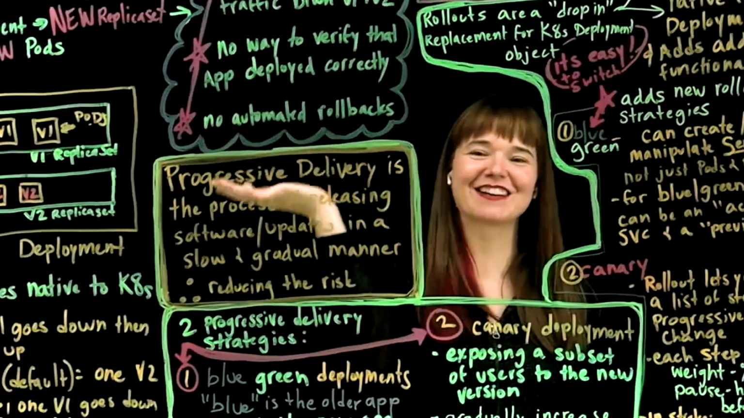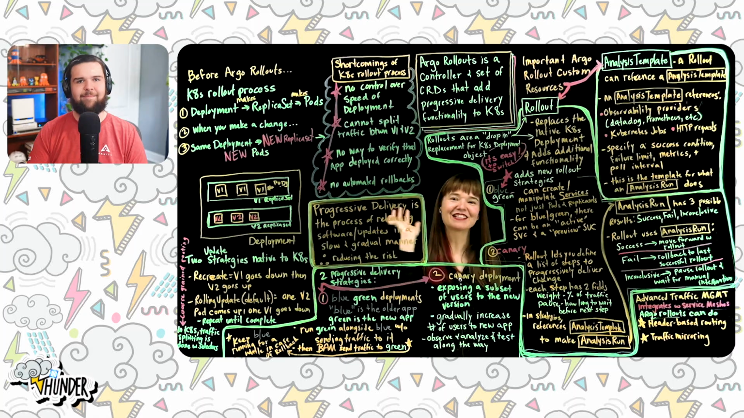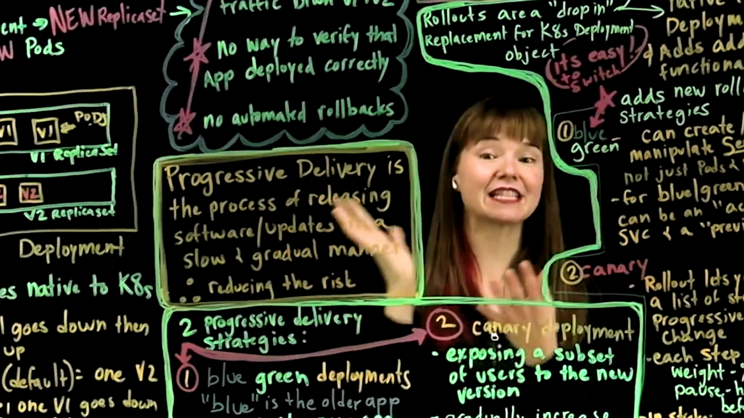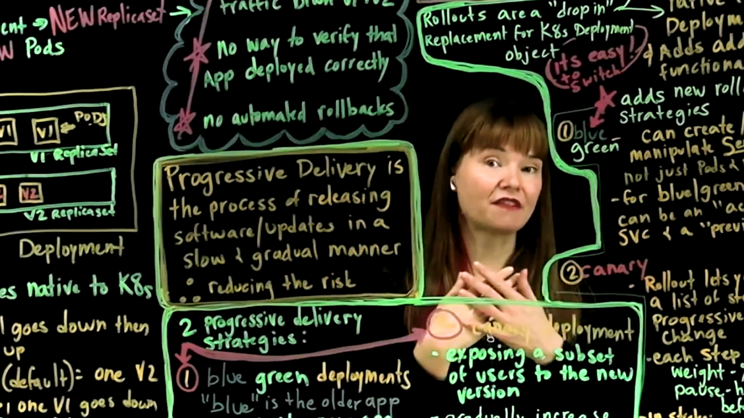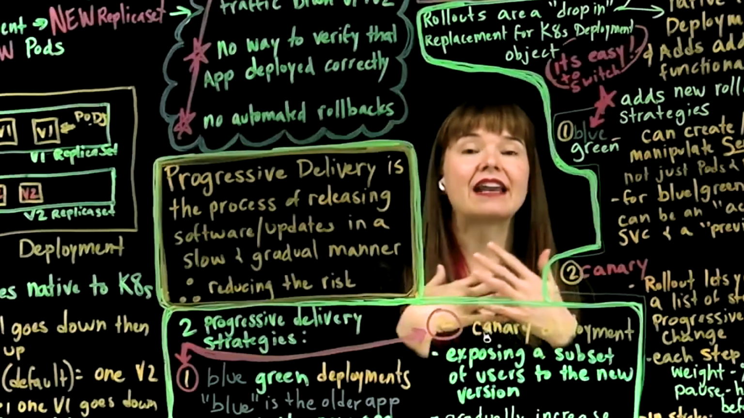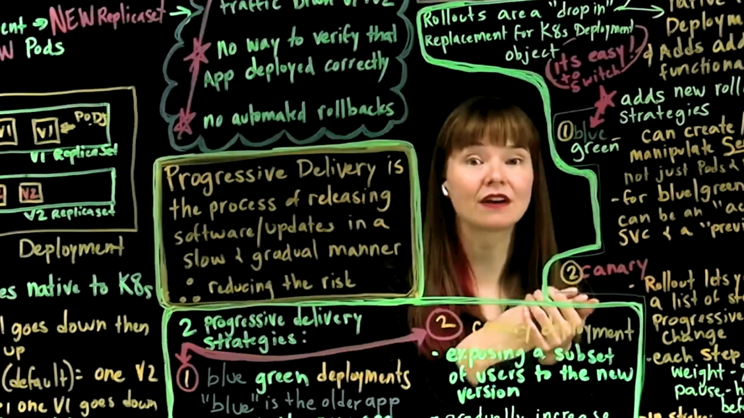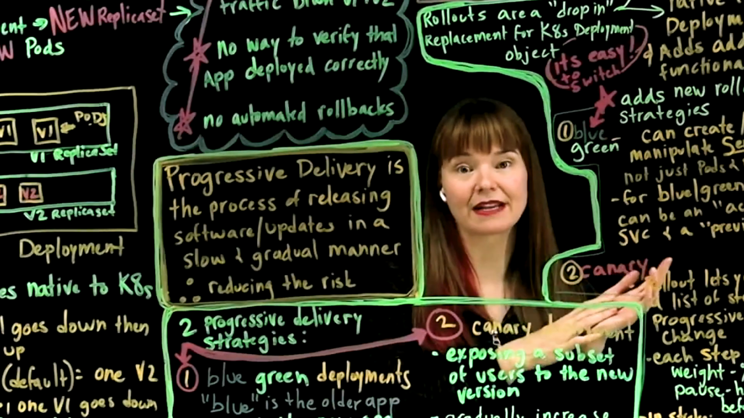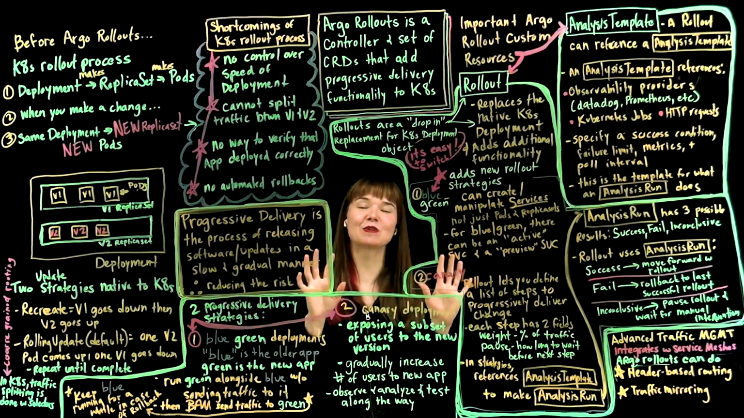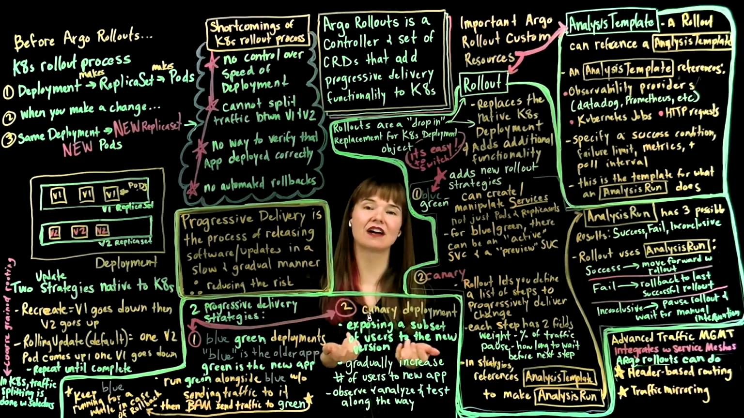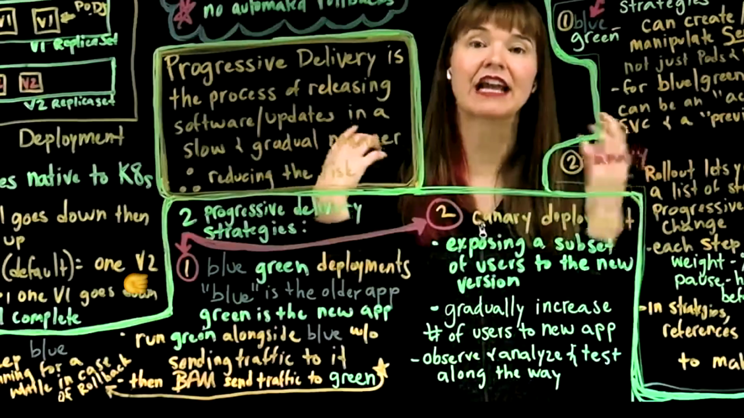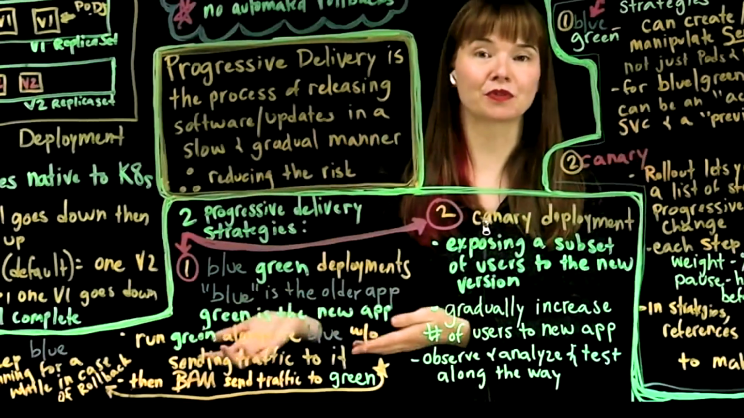And that name is called progressive delivery. So you taught me that progressive delivery is the process of releasing software and updates to software in a slow and gradual manner, therefore reducing risk. And then we talked about two deployment strategies that fall under this header of progressive delivery. And the first one is a blue-green deployment.